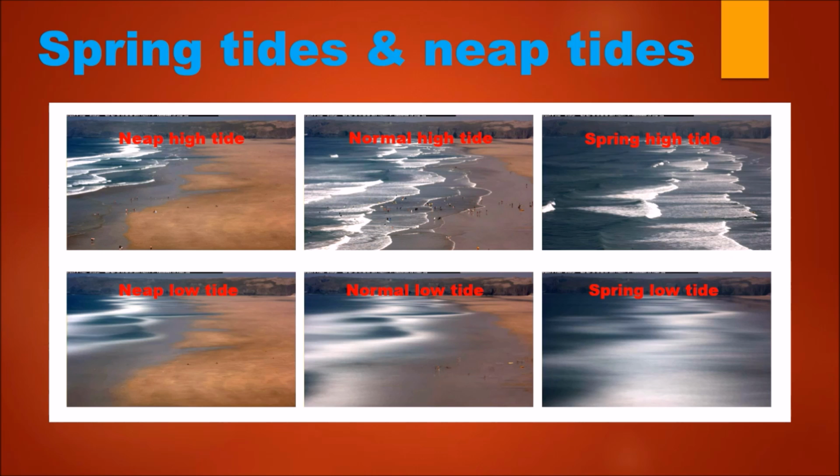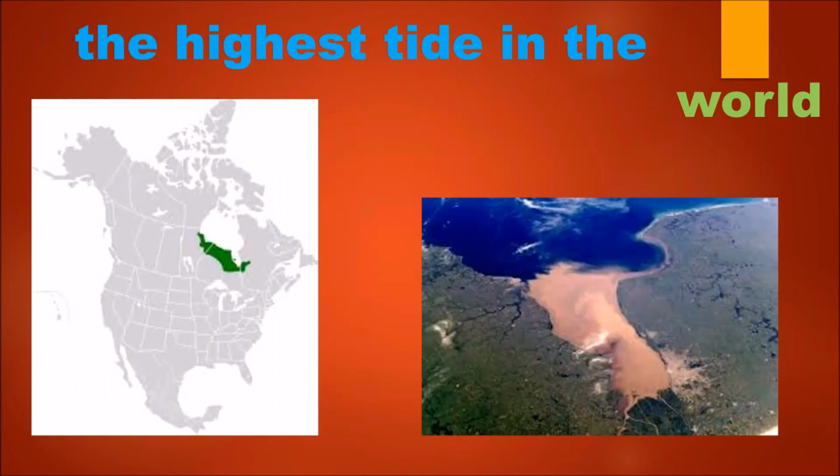The spring tides are tides that make normal tides bigger than normal. They are formed when the moon, the sun, and the earth are in a straight line. Neap tides are tides that make normal tides lower than normal. They are formed when the moon, the sun, and the earth are at a right angle. You can see the highest tide in the world if you go to Canada and visit the Bay of Fundy.